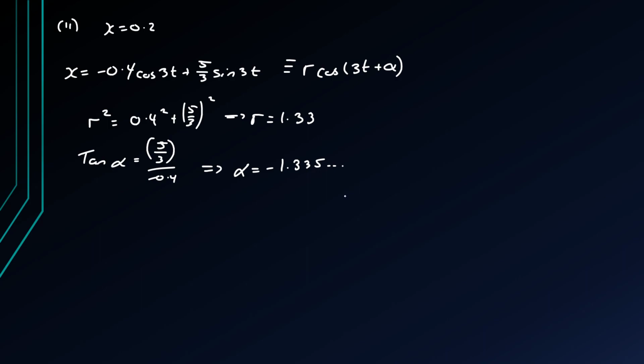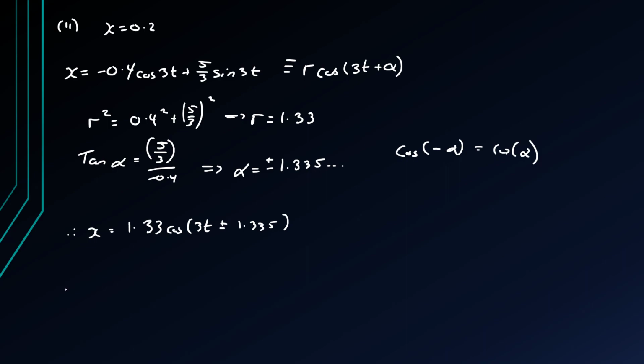Now, because cos is an even function, we can say that cos of the negative of an angle is just cos of the positive of the angle, because cos is reflective. So we can turn this positive if we want, but it doesn't necessarily matter too much. We can actually consider a plus minus case here. We'll just see how things go. So we can leave it as plus minus for now. And so we can therefore write this as x is 1.33 cos of 3t plus minus 1.335.